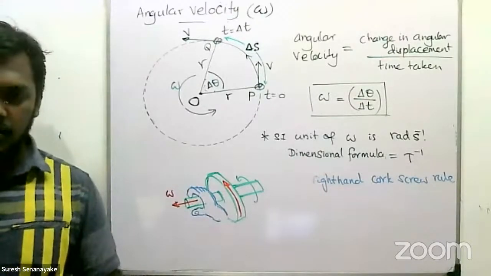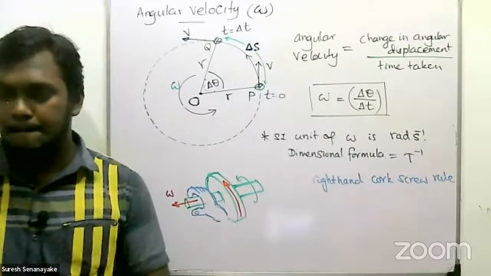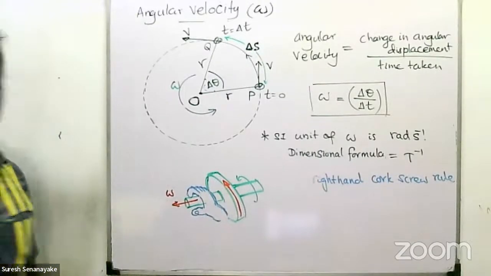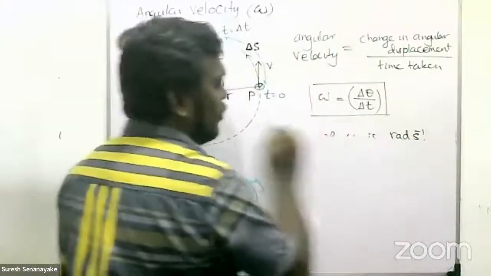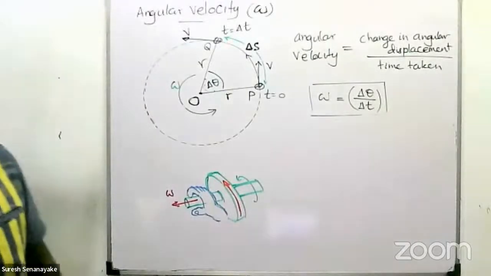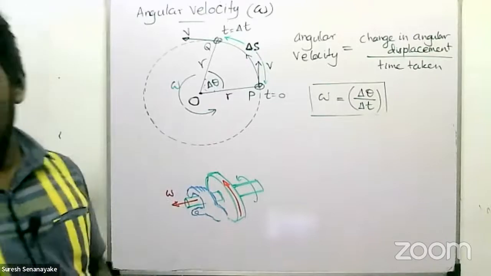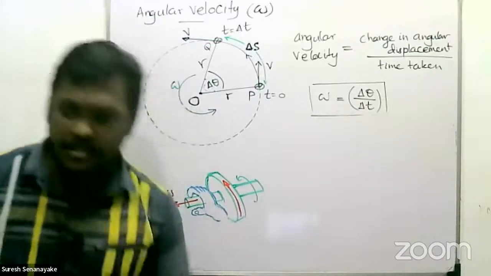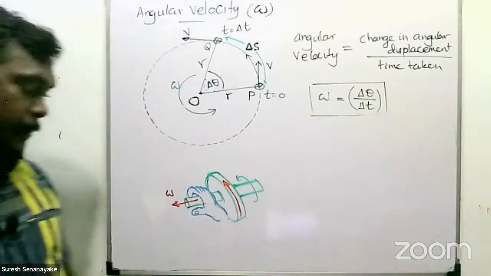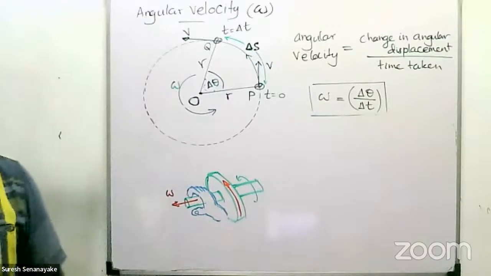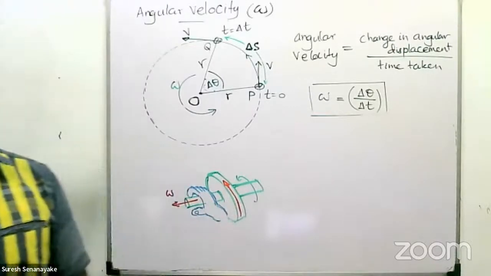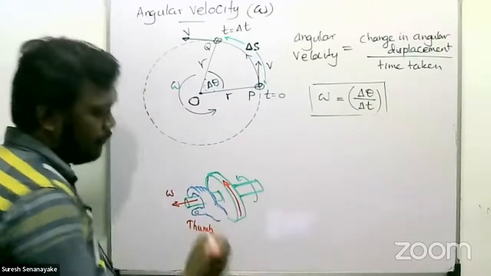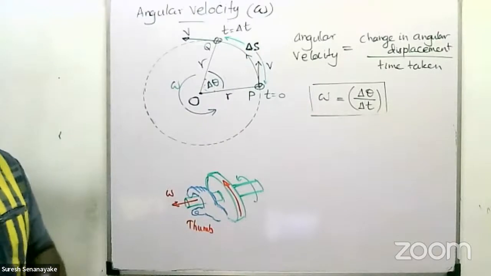The right hand rule: if you hold the axis of rotation with your right hand and rotate the fingers in the direction of motion of the rotating body, then the thumb will point in the direction of the angular velocity.